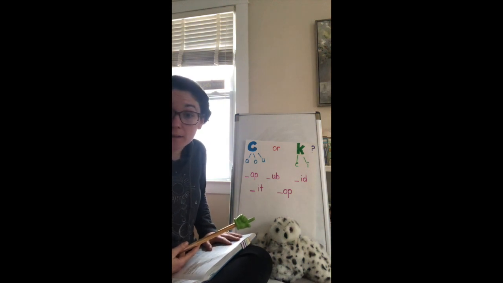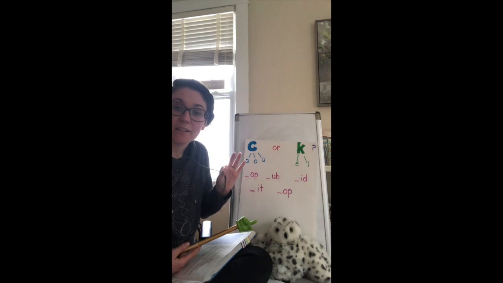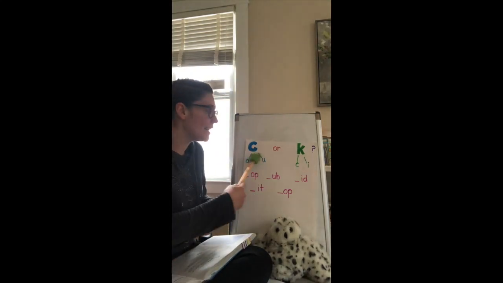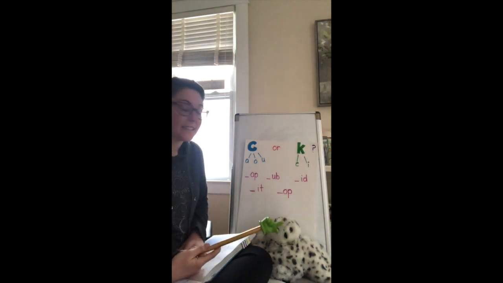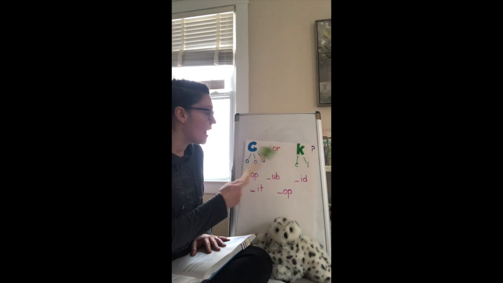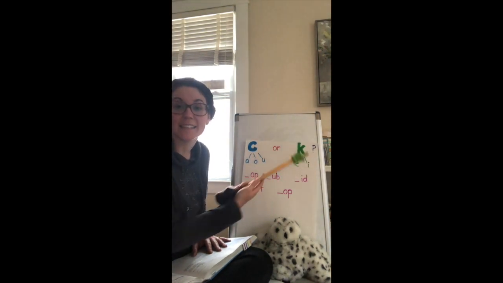So if you have a word, and it has a k sound, listen for the next sound to figure out if it's going to be a C or a K. If the sound is ah, or, you use a C. If the sound is ee, or, you use the K sound.